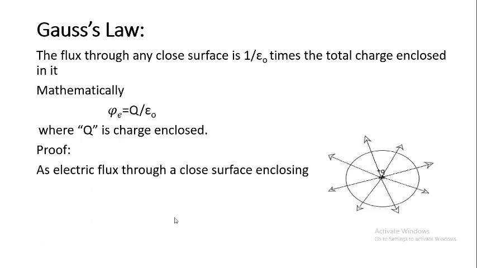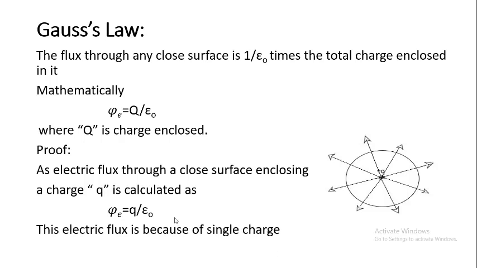Starting from a single enclosed charge, electric flux through a closed surface enclosing a charge q is calculated as phi is equal to q over epsilon naught, as shown in the diagram. Electric charge is located at the center of this closed surface, and electric flux through this closed surface can be calculated by the formula given here, phi is equal to q over epsilon naught. This electric flux is because of a single charge.